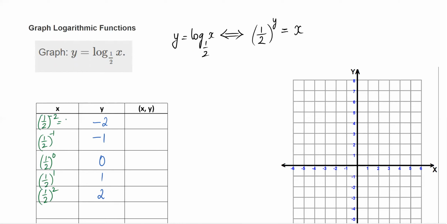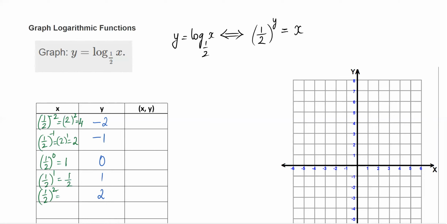So 2 squared is 4. Again, flip the base, change the sign, just 2. Anything power 0, so it could be half also. So, half power 0 is 1. Half power 1 is half. Half squared is half times half, which is 1 over 4. Let's put them in coordinates here. 4 comma negative 2, 2 comma negative 1, 1 comma 0, half comma 1, 1/4 comma 2.